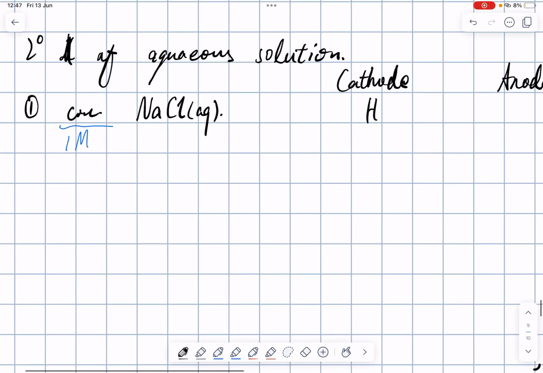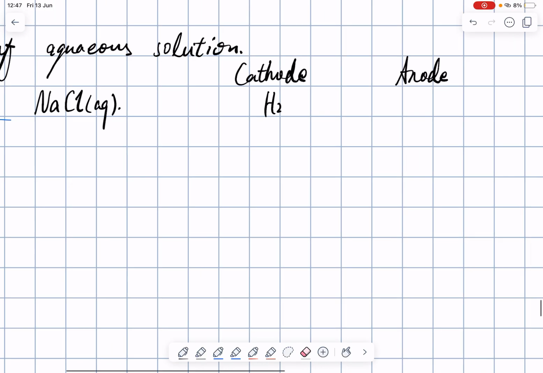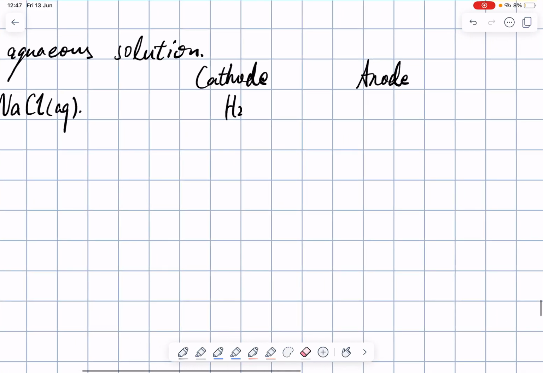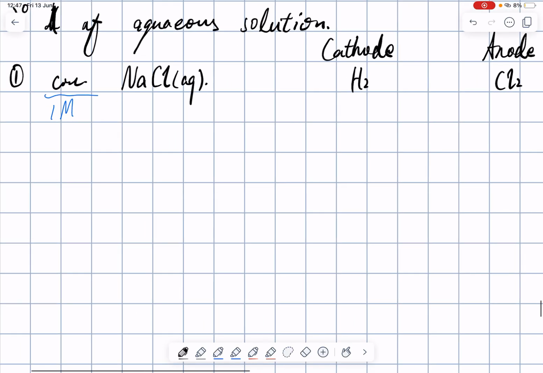First, we'll produce hydrogen gas at the cathode because it has E standard of 0, and sodium ion has E standard below 0, which means H2 is more feasible to get produced. And at the anode we got this. We got chlorine, since it's easier to get oxidized compared to oxygen in water.